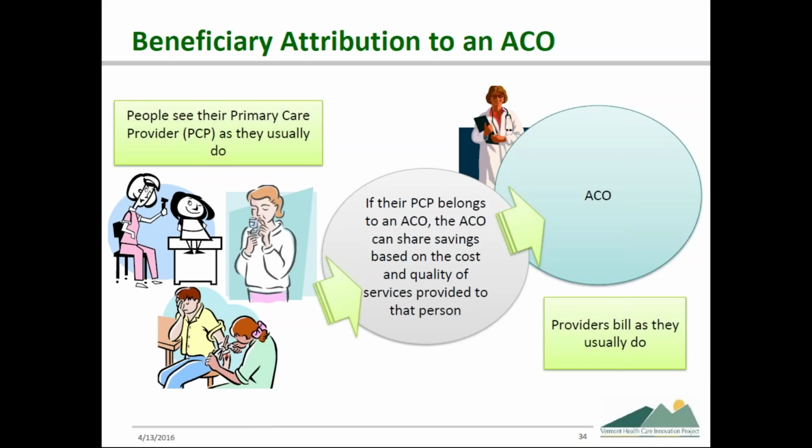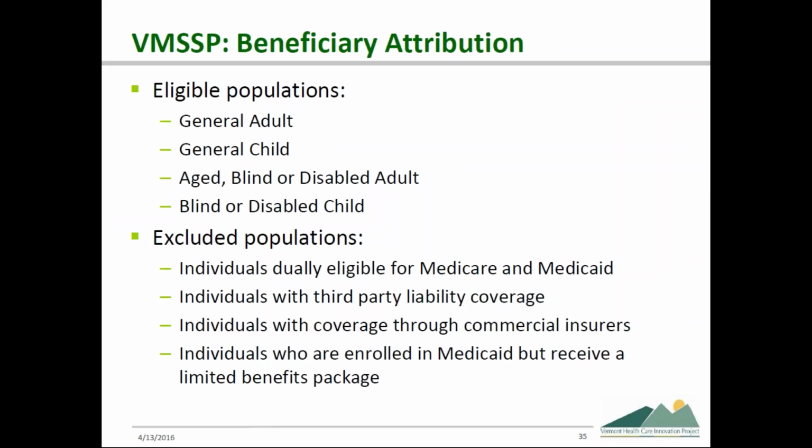a performance year. Providers continue to bill as they had previously, receiving fee-for-service reimbursement. Like the Medicare Shared Savings Program, our Medicaid Shared Savings Program relies on a retrospective attribution methodology, meaning that final program year attribution is not determined until the completion of that performance year. So in order to be eligible for attribution to an ACO under the Vermont Medicaid Shared Savings Program, a beneficiary needs to fall within one of these 4 broad eligibility categories within Medicaid, which are general adult, general child, aged, blind, or disabled adult, or blind or disabled child.